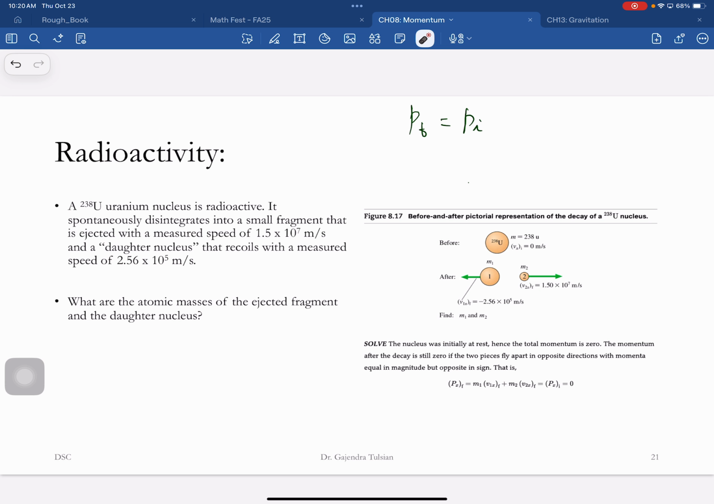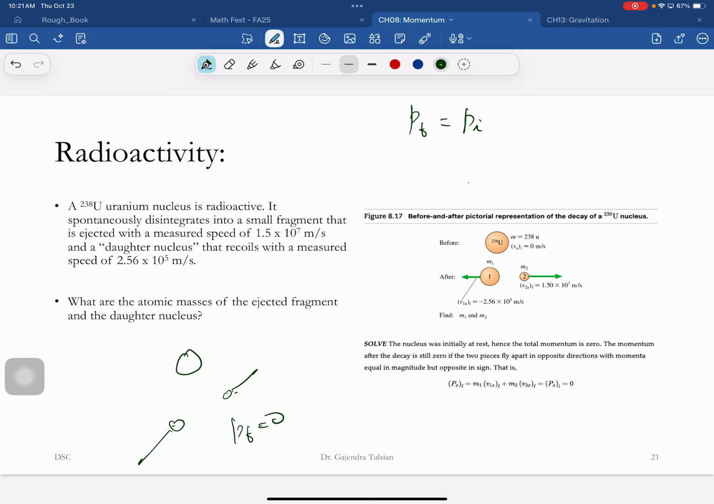Now here's the deal. The momentum was 0, so the final momentum has to be 0. So these 2 pieces have to go exactly in opposite directions. They can't go in any other direction. The 2 pieces can go in any direction, but they're always exactly opposite to each other, because the final momentum has to be 0 as well.